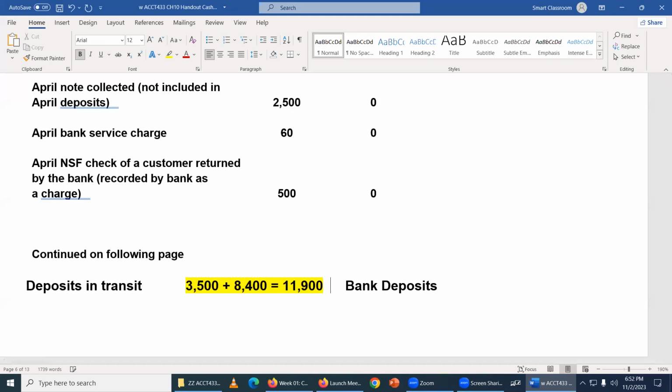We're going to take that minus the bank deposits of 8,700. What did you say it was? 3,200. Okay, so 3,200. This will be our deposits in transit.